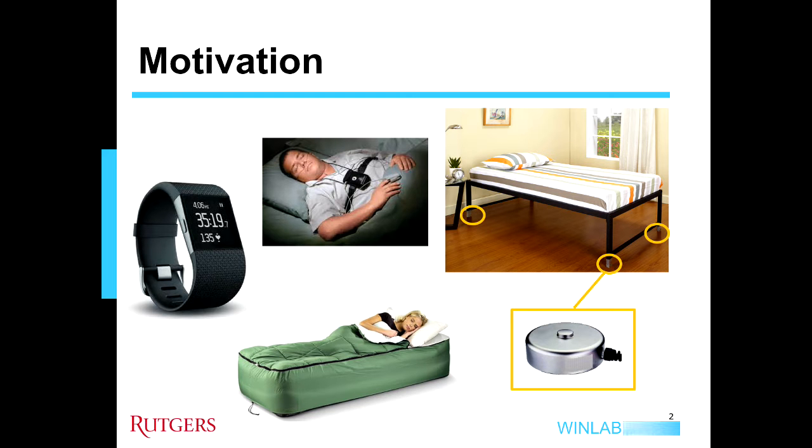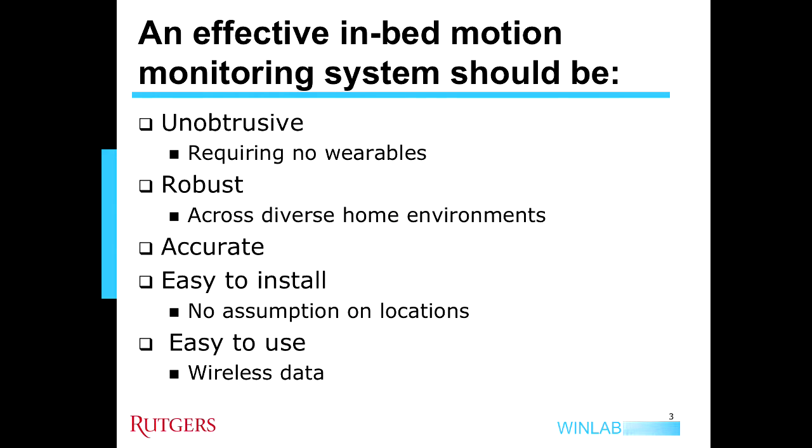can enable a big array of applications, ranging from sleep quality to monitoring for abnormal body part movements during sleep, such as restless legs. Many systems have been proposed so far using different sensors, such as pressure sensors, light sensors, ultrasound, and load cell sensors. We're trying here to propose a system that is accurate, unobtrusive, easy to install, and robust.